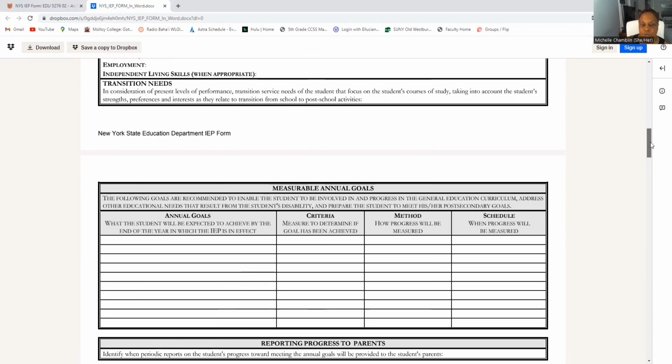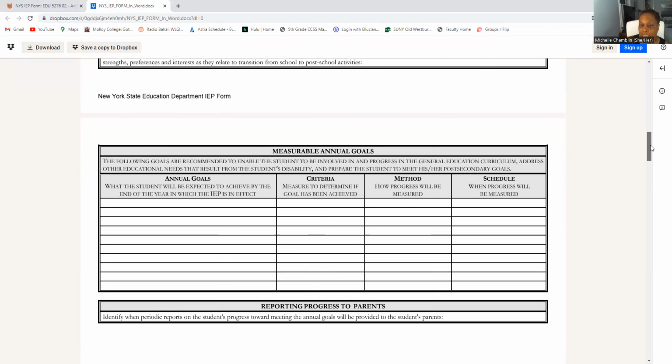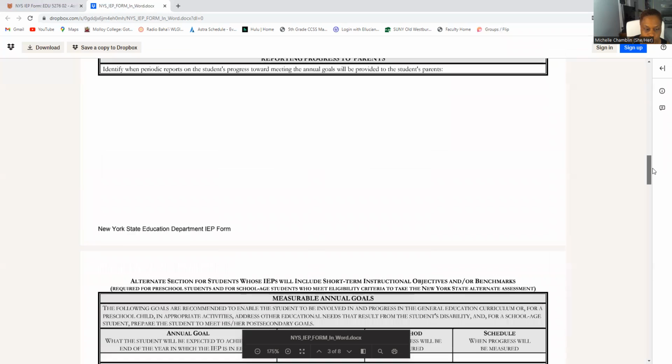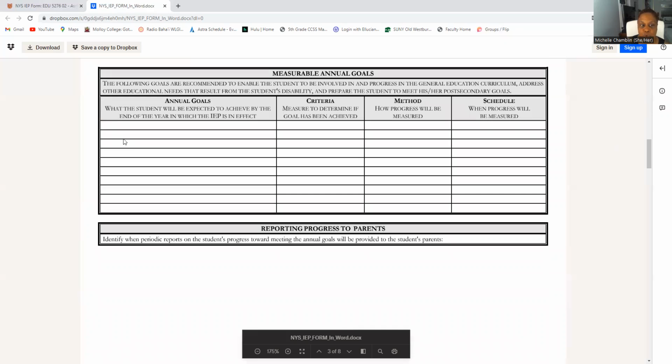Okay, so now we go to the measurable annual goals. The following goals are recommended to enable the student to be involved in and progress in the general education curriculum, address other educational needs that result from the student's disability, and prepare the student to meet his or her post-secondary goals. So these are the annual goals.